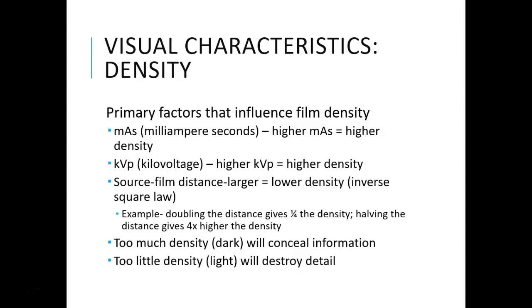Example: doubling the distance gives 1/4 of the density. So if you double the distance between the source and the film, you're going to get an image 1/4 as dense. Halving the distance gives 4 times the density. So the closer you get, the more dense the image will be.